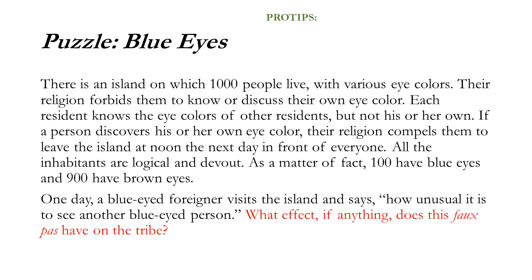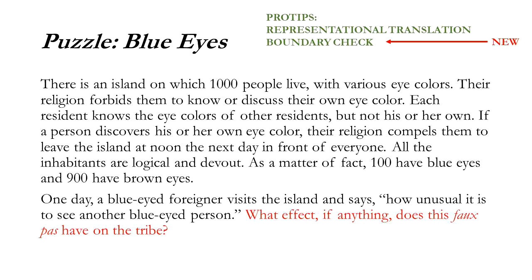Pro tips. Translate this, right? It's too hard to think about this in terms of actual people. Maybe it would be easier if you thought about translating this puzzle into a more easily digestible symbolic representation. And of course, boundary check. This is the new one.